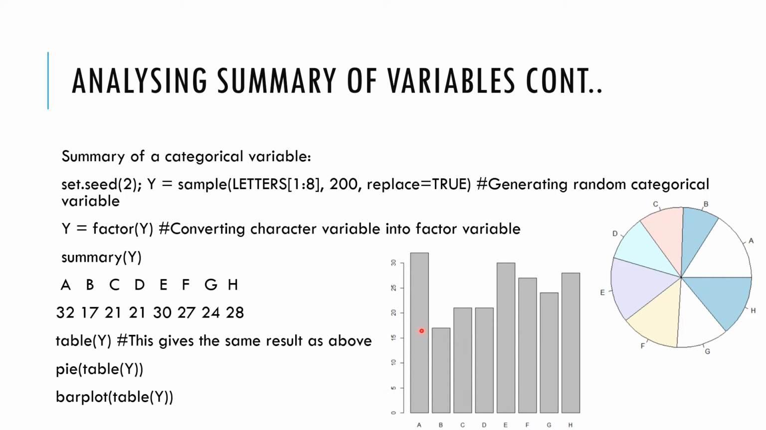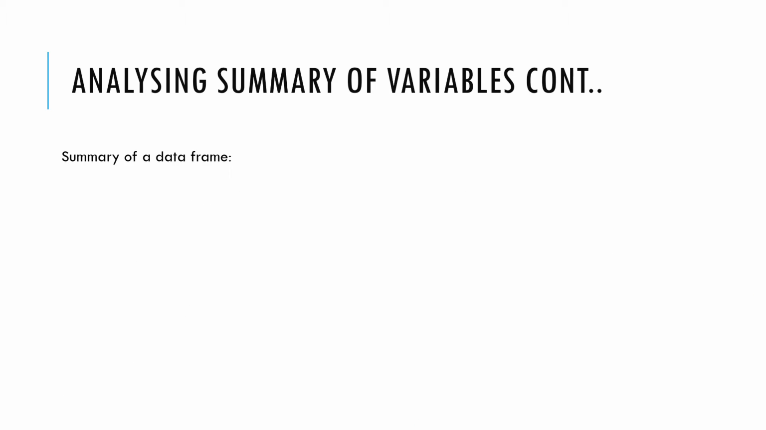A has got the highest, and then likewise you can see E is supposed to be the second highest, no, H. So you see H 28, and yeah, E is second highest, that's true. E is second highest with 30. So you can see that this is how you look at the variable, and summary gives you the overall picture of each variable, be it categorical or numerical.